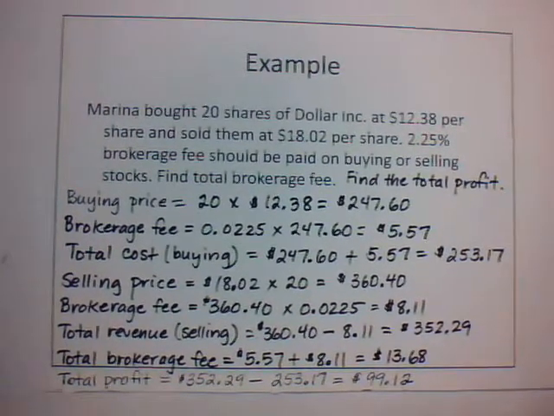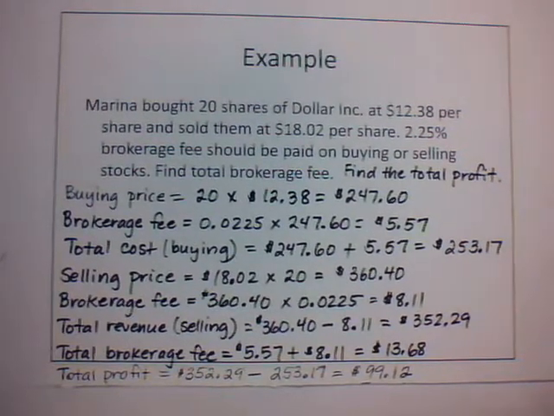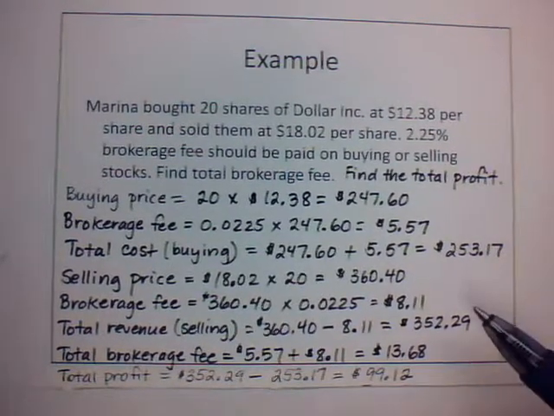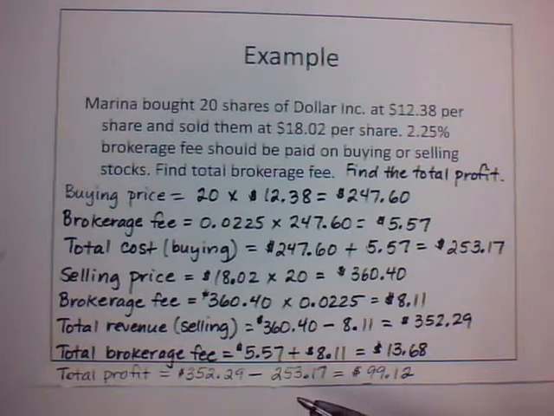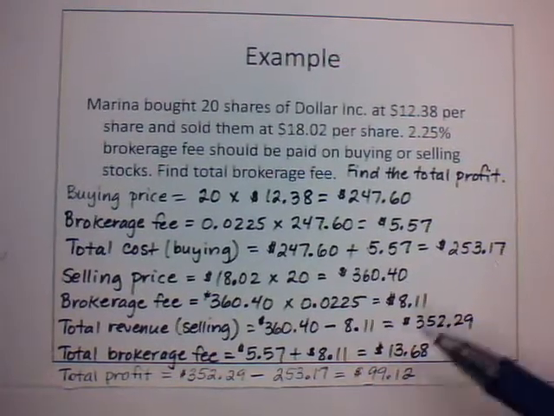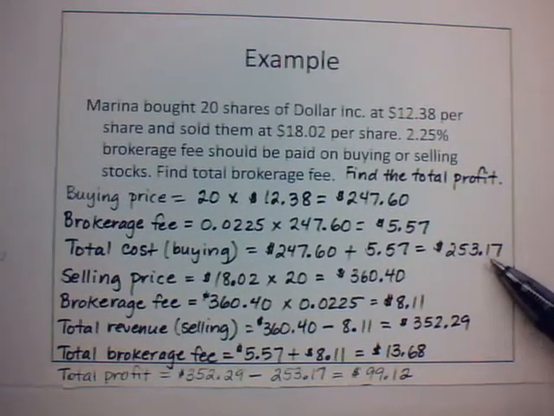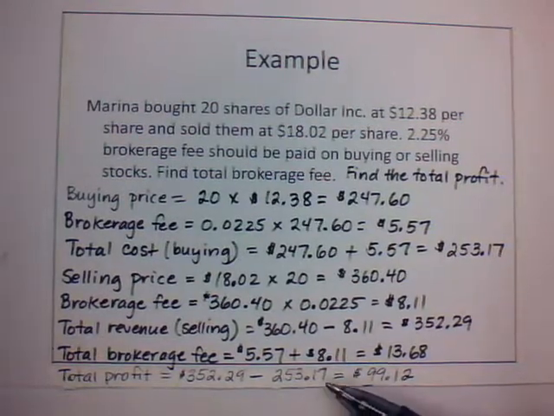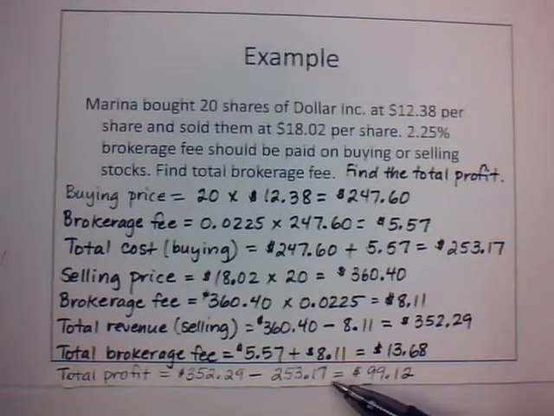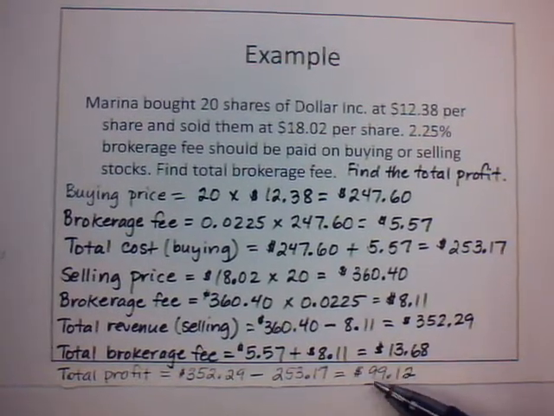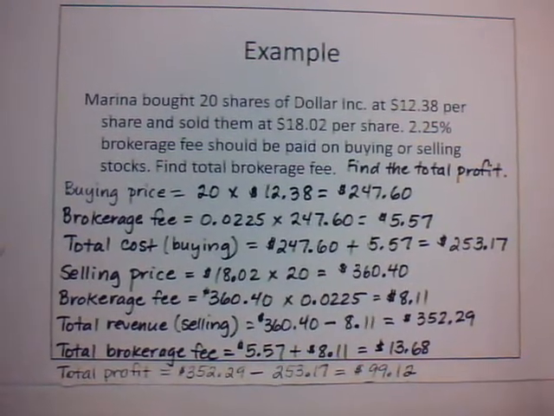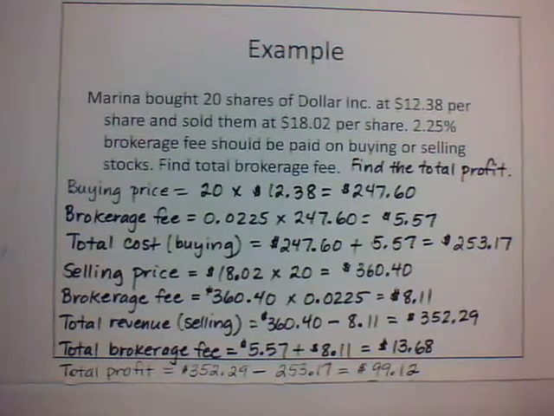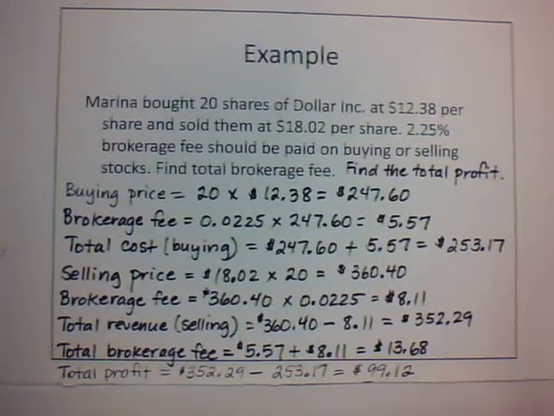Now, let's say we want to find out what the total profit is. Here's what we do. We take the total revenue, which is $352.29. We subtract from it the total buying cost of $253.17, and that profit will be $99.12. So Marina made a profit of $99.12.